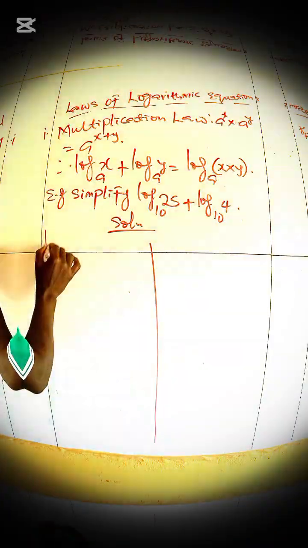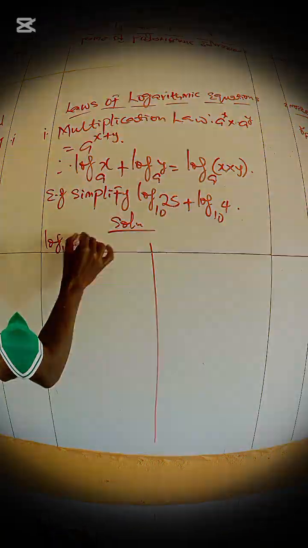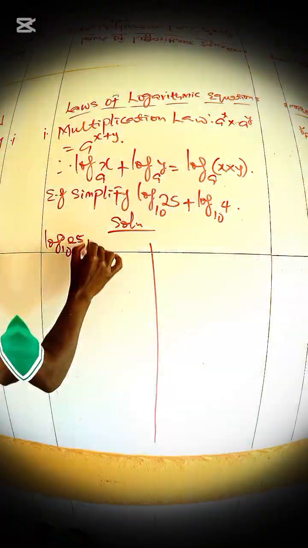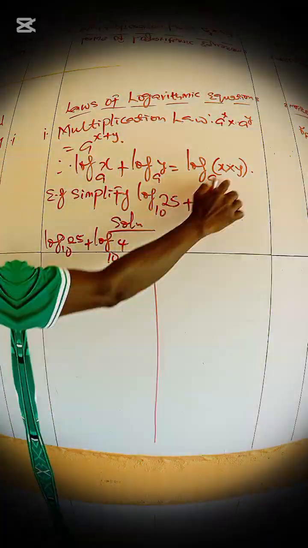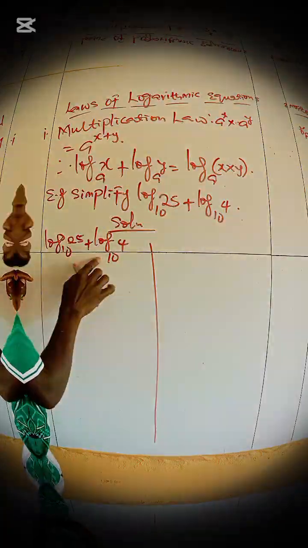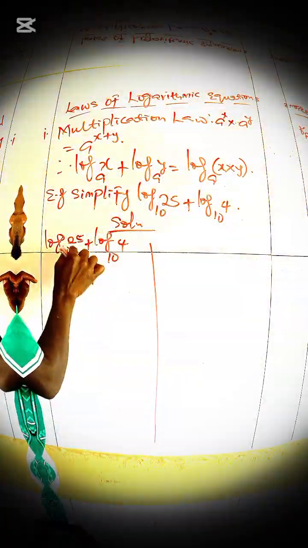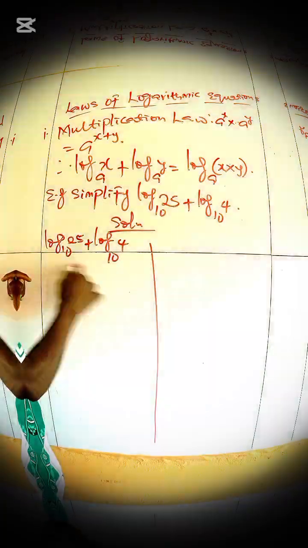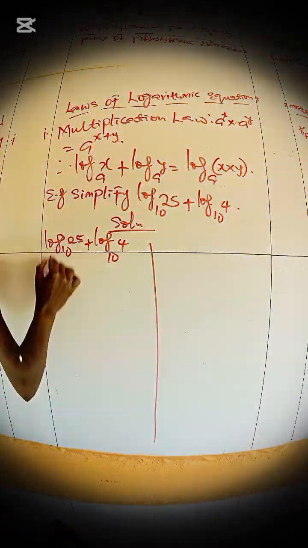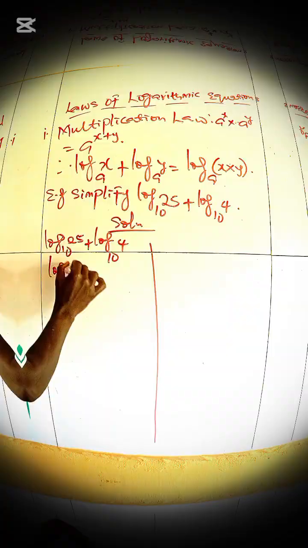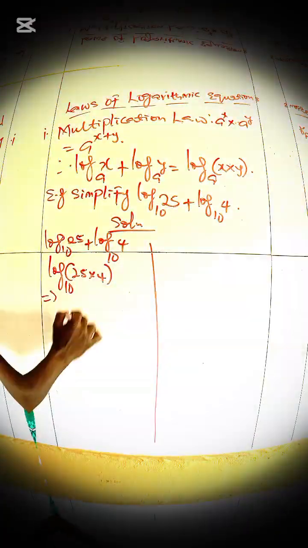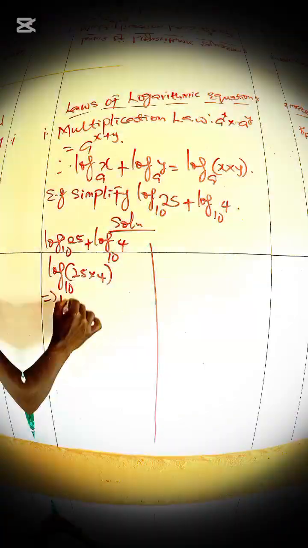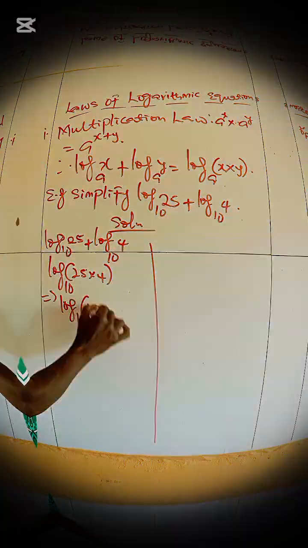In solving this, we are given logarithm to base 10 of 25 plus logarithm to base 10 of 4. What does the law say here? When the bases are given in addition, you multiply the powers. So these are the powers, this is the base, this is the base. So this will now give us logarithm to base 10 of 25 times 4, which is 100. We have logarithm to base 10 of 100.